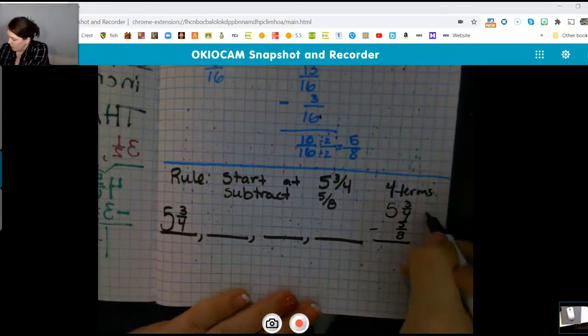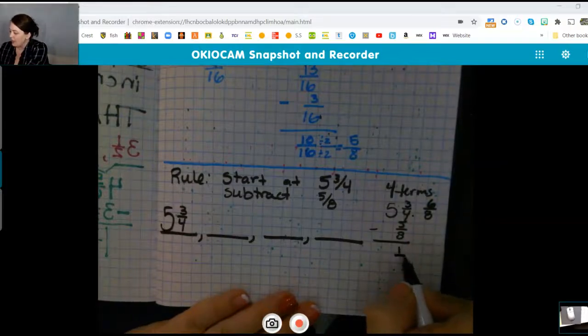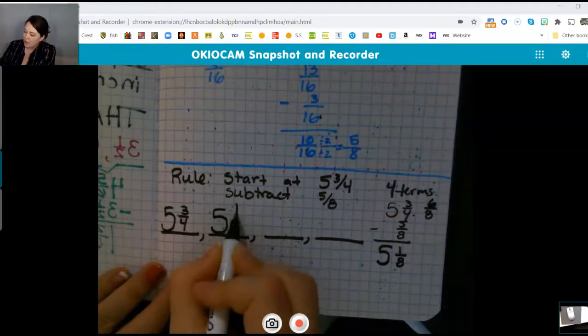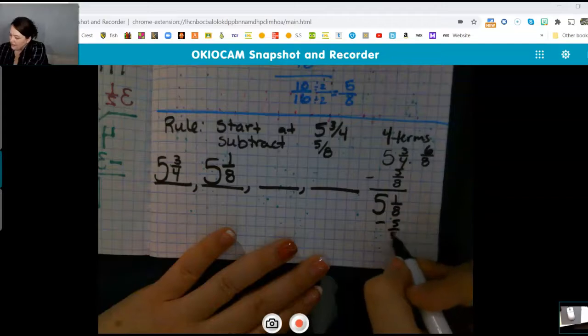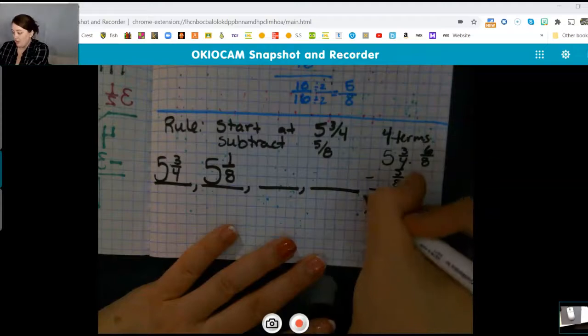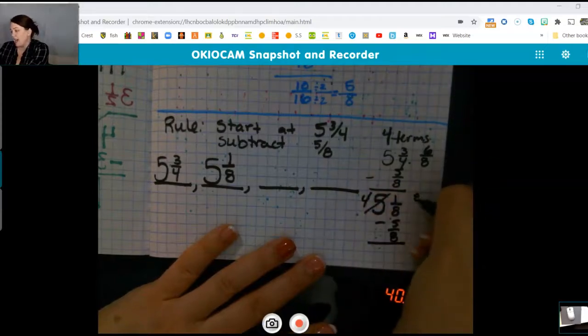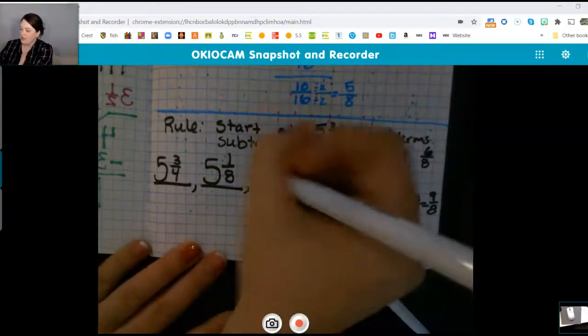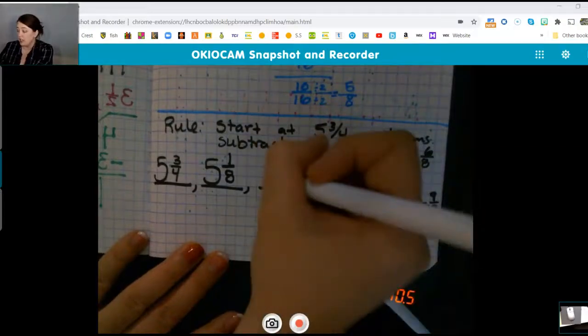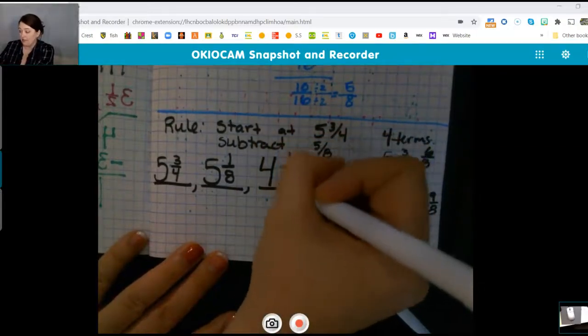Step 1, make both common denominator of 8. So times 2. So 6/8 minus 5/8 is 1/8. 5 minus nothing is 5. So my next term is 5 1/8. Minus 5/8. Sorry, I know you're seeing the flashing lights. I have to borrow from the 5, make it a 4. This becomes 8/8, equals 9/8 minus 5/8 is 4/8. This 4/8 is also a half.